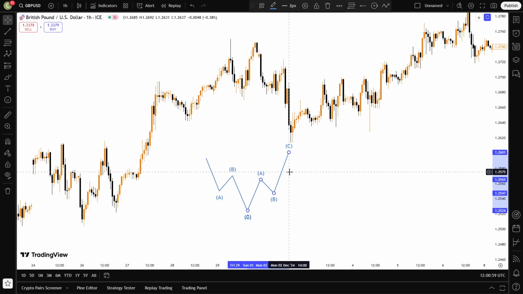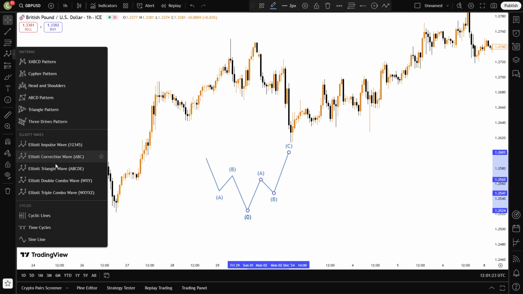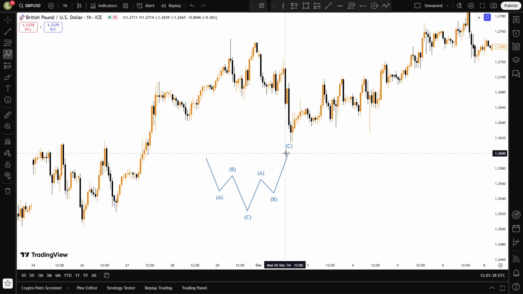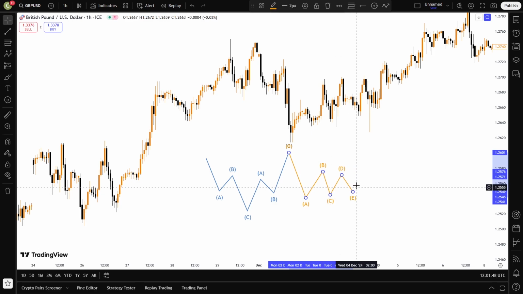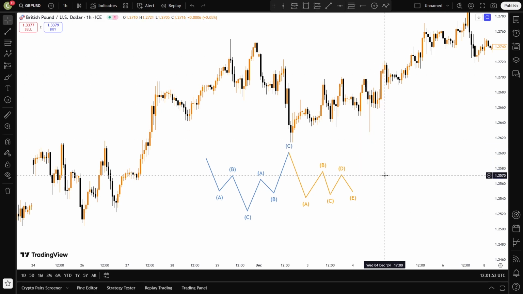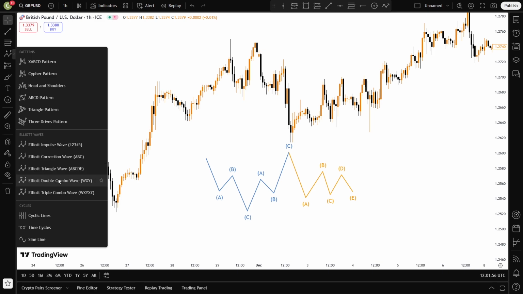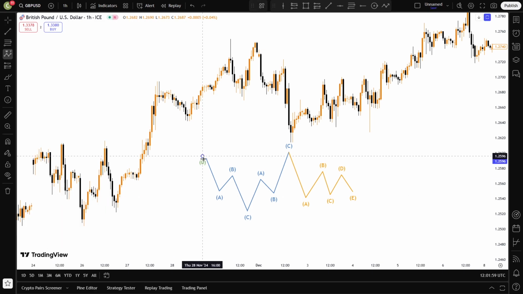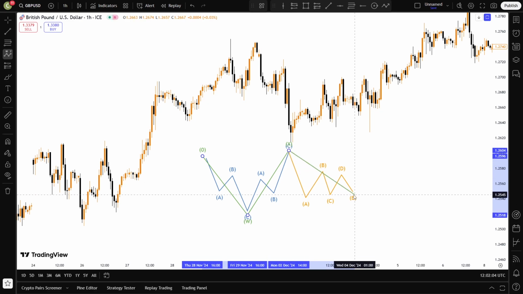This will be our X, so we have our W, and the second wave would be our X, and the next wave could even be an Elliott Triangle Wave, and that would also start from here and then create this scenario where after E you would have to enter all the way to continue the trend. So in this example, this creates our Elliott double combo wave, where we have W, we have our X here, and then we have our Y.